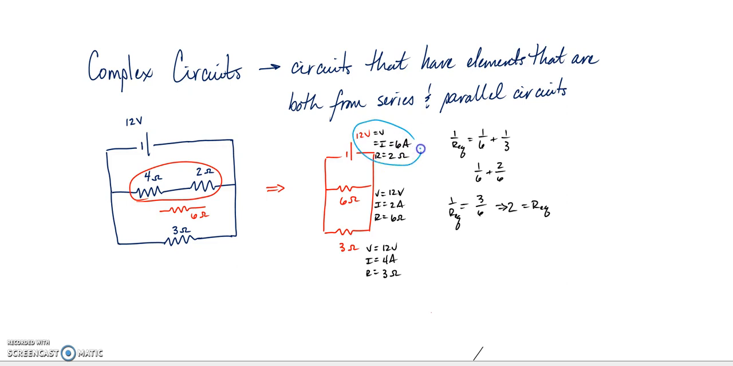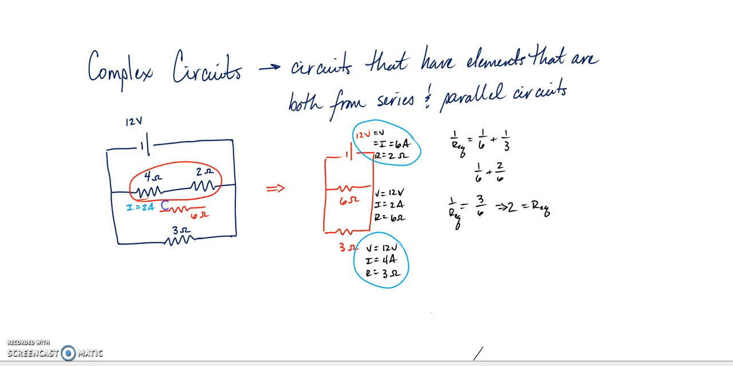Alright, so this stuff is all good. And the 3, well, that stuff's all good for the 3 too. So that stuff's still okay. The question is, what from this can I use here? Well, these are in series. One thing I know about series is the current is the same. So I really know that the current is going to be 2 amps.